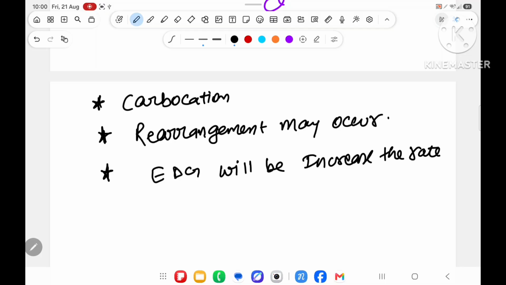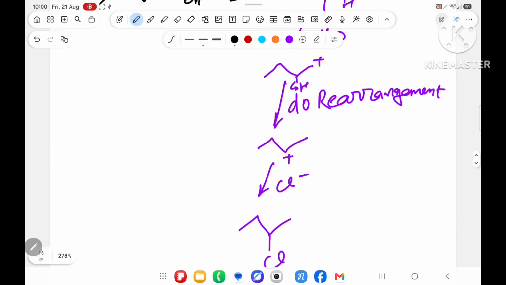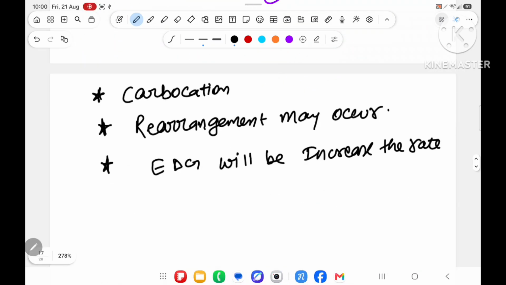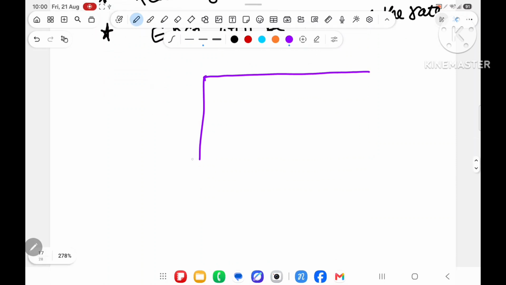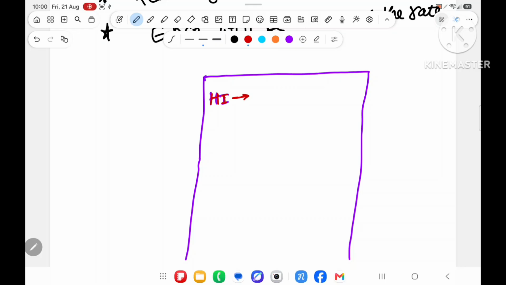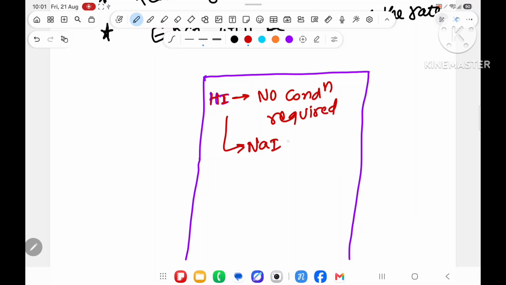So I hope you are able to understand what is happening in the reaction of alcohol with HX. Some important points you will write about HX. HX will be HCl, HBr, HI. Suppose they have given HI in the same alcohol. Over here, no condition is required. Only you have to take care: you will take NaI in presence of H3PO4.